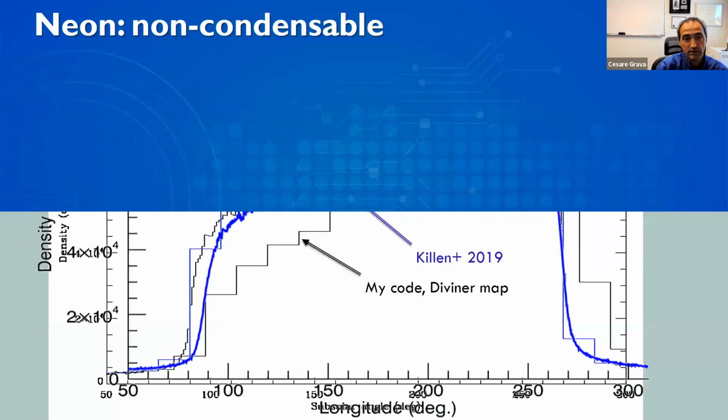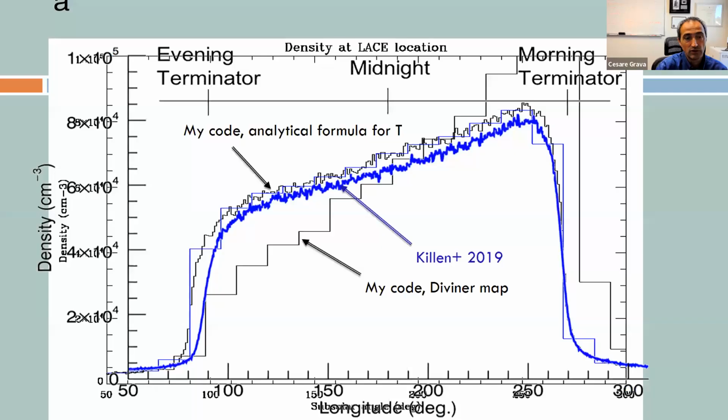So, non-condensable gas. This is just one way to check things with the published paper. So this is the density as a function of longitude, or the subsolar angle, actually. So this is the evening terminator, this is midnight, and this is the morning terminator. The blue one is the model by Kinney et al. 2019.